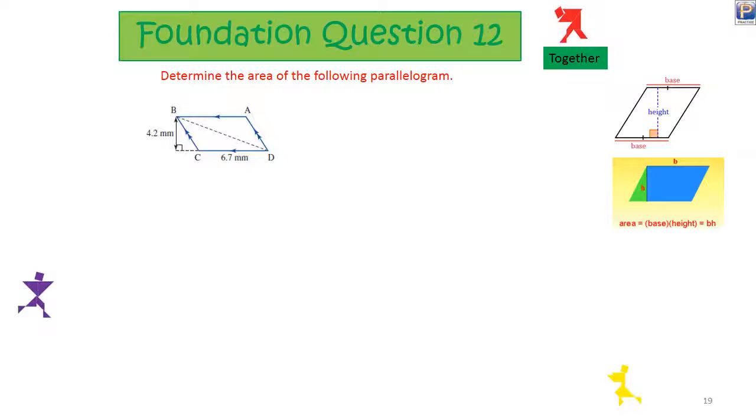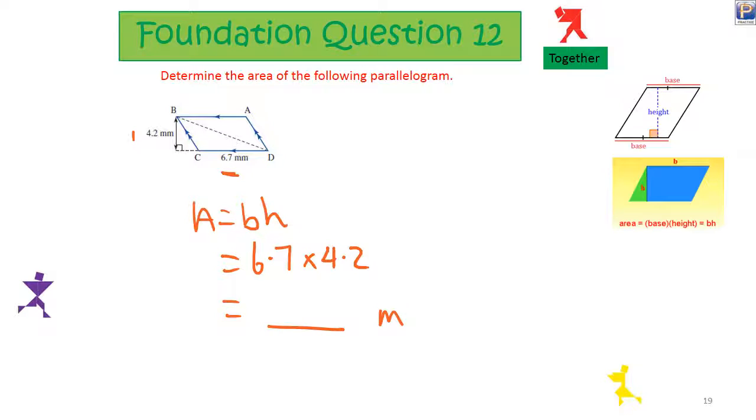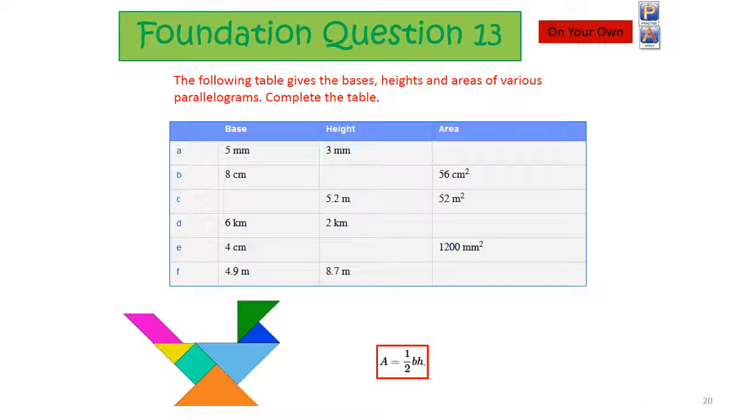Let's look at an example. This one here. My base is this length here. My height is this vertical height here. So I'm going to do the same thing I did before. Area equals base times height. What is my base? 6.7. My height, 4.2. Put that in your calculator. Square millimeters. And the answer will be, I thought the answer was on the next slide, but it's not. But you could work that out.